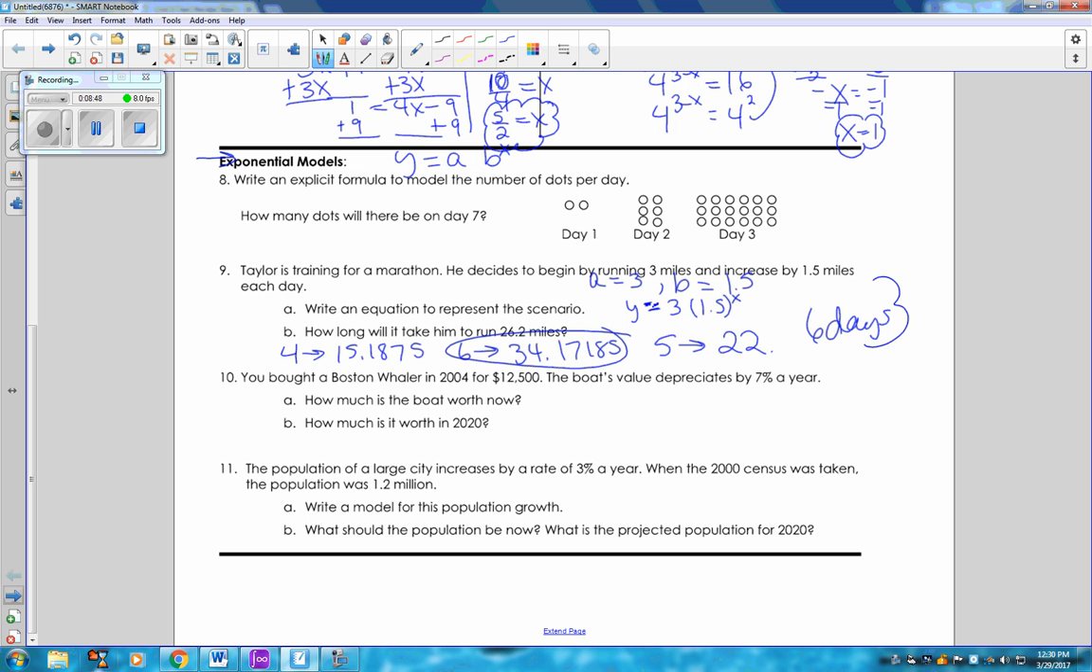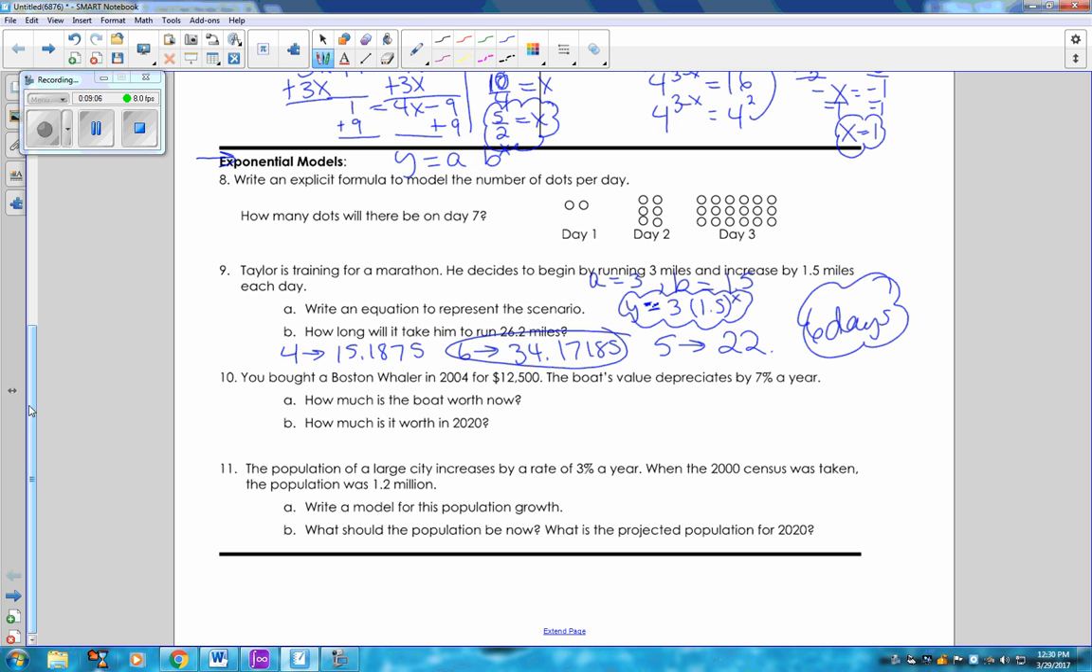So that one we had to do by trial and error. So there's your answer to part B. Here's your answer to part A. All right, number 10 says you bought a Boston Whaler in 2004 for $12,500. The boat's value depreciates. That means it's going down at 7% a year.